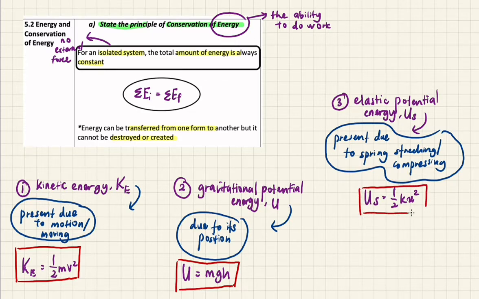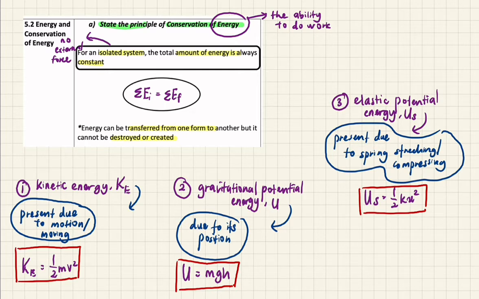So Us is elastic potential energy, half k. K is the spring constant, and x is the compression. Sebanyak mana dia compress ataupun sebanyak mana dia extend. So x tu sebenarnya is in meters. So how much dia compress ataupun how much dia extend. So that is x. Okay, that is elastic potential energy.